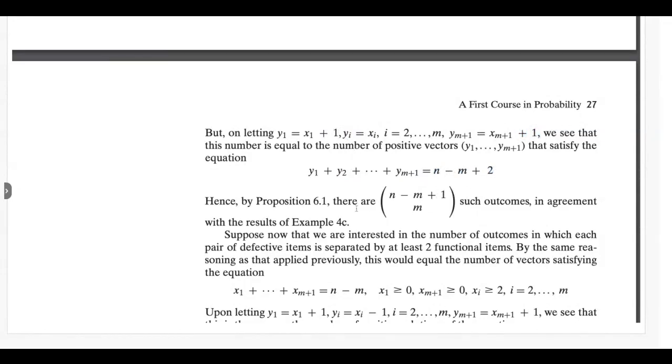Right. Because we added 1, everyone is a positive number. No 0 now. So by proposition 6.1, we have n minus m plus 1 choose m. So the same solution as for C. All right, this is not so important for us, but it is just a good connection.